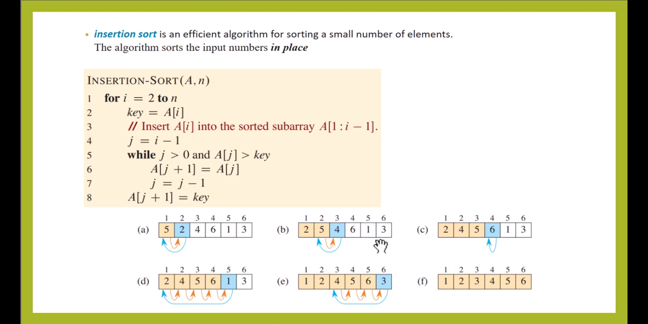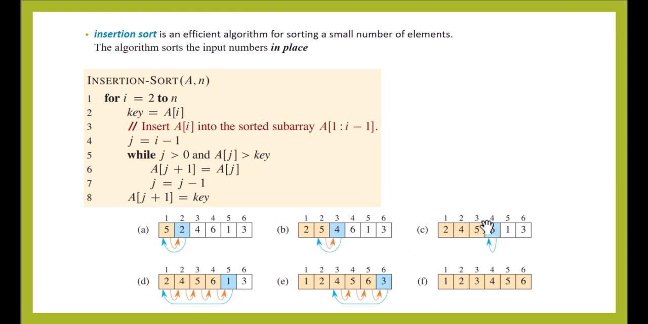Let's see the second round. For i equal to 3, the key element is A[i], which is 4. Let us think of it like this: the third position is now empty, because we copied this 4 into the key. Now we switch these elements one by one until 4, the key, is more than the element here. 5 will be switched to the position of the 4, but 2 cannot be switched because 2 is less than 4.